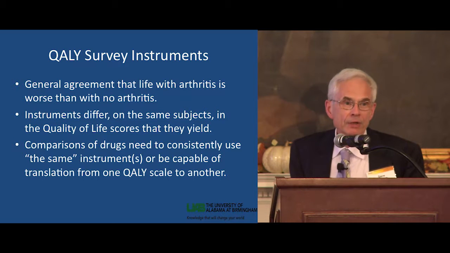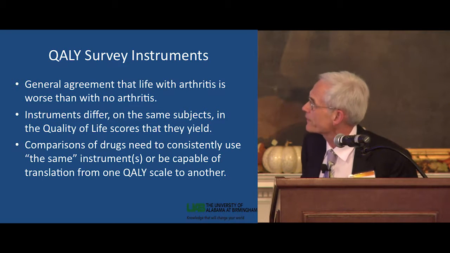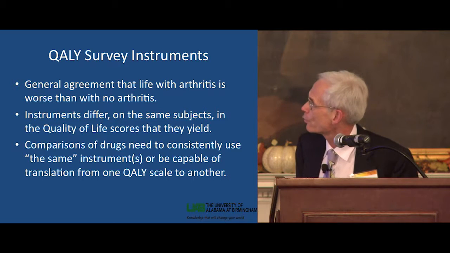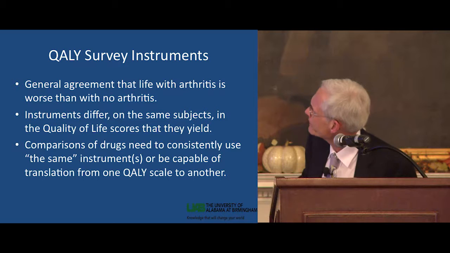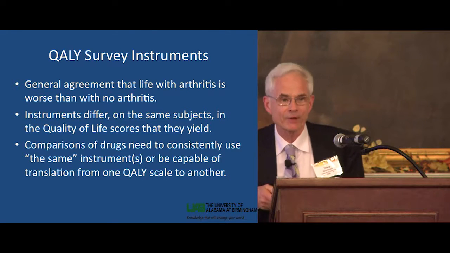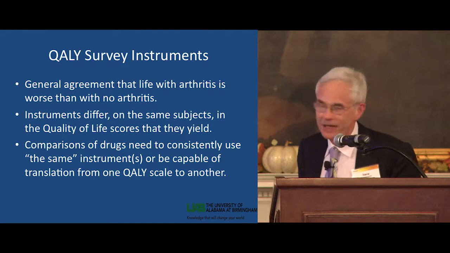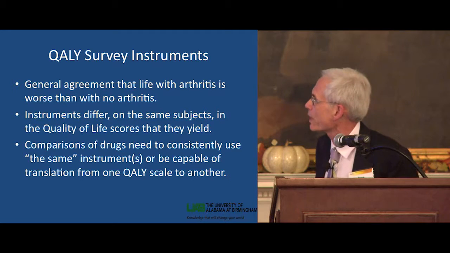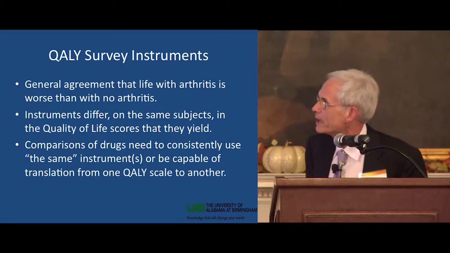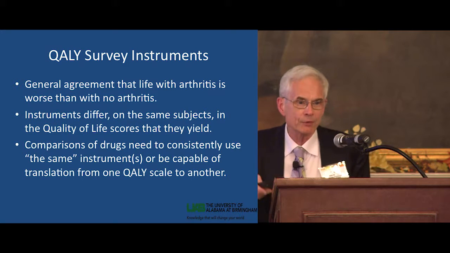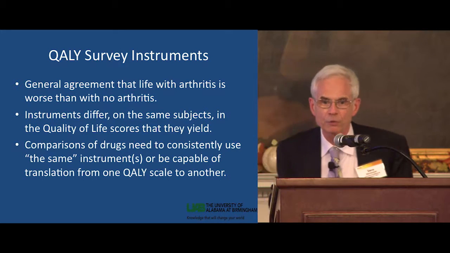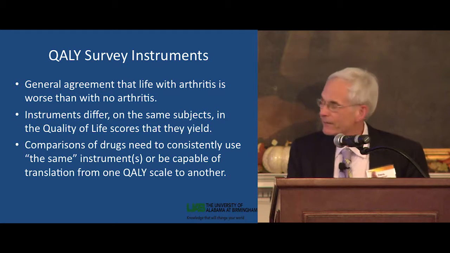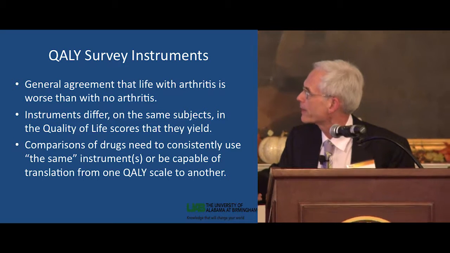There's general agreement with these various quality survey instruments that life with arthritis is worse than without arthritis. But after that, they differ somewhat in terms of the exact numbers that they give to the quality of life measurement. And so the takeaway message here is that when we start doing these comparisons, we really do want to be doing them with the same instrument, or we have to have a way of translating among them.